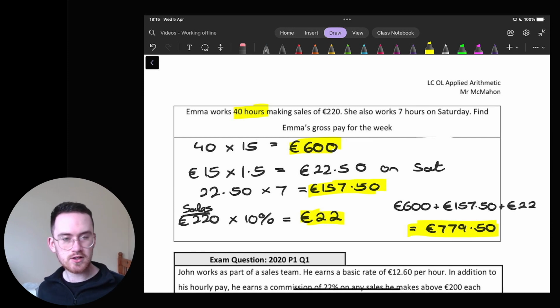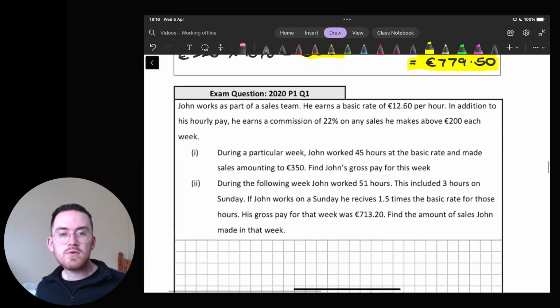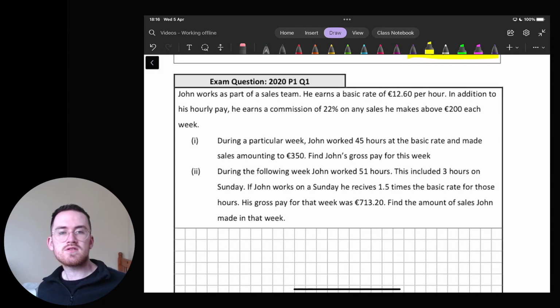So we haven't had any income tax or USC or anything like that to take off Emma's pay yet. Looking at an exam question then that uses some of those aspects. So John works as part of a sales team. He earns a basic rate of €12.60 per hour. It's going to be important.